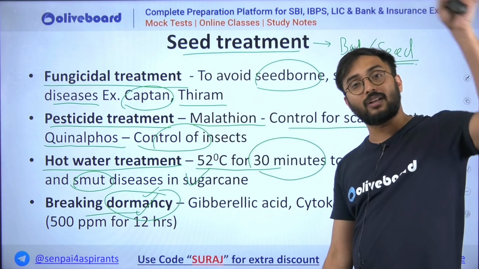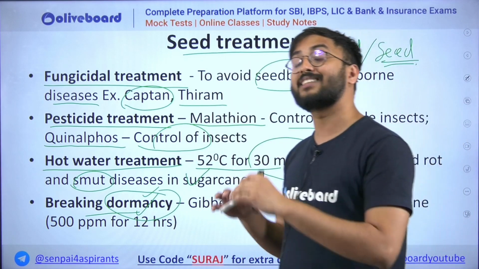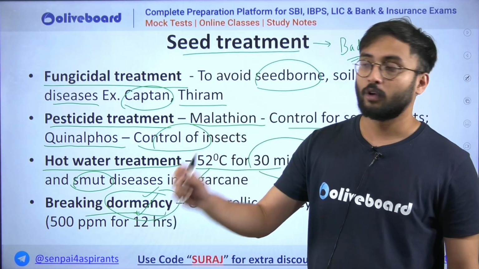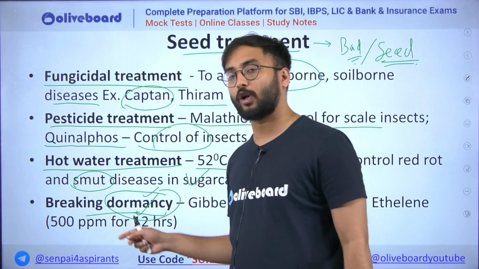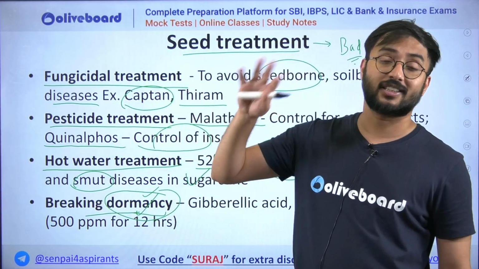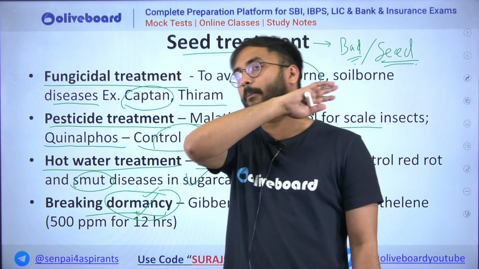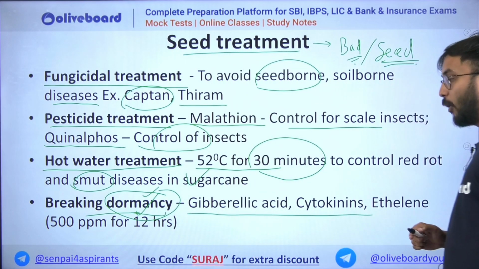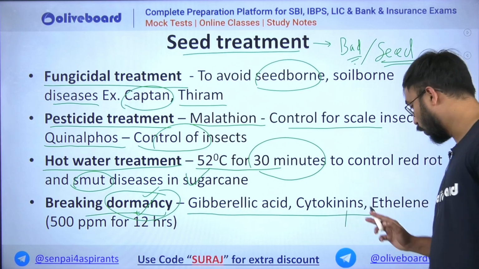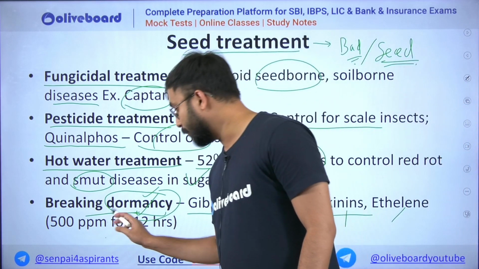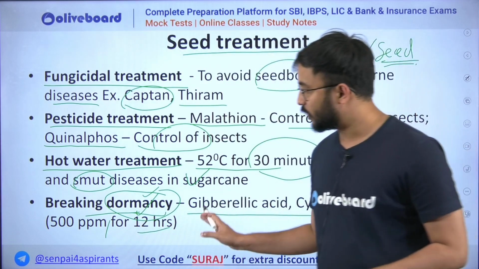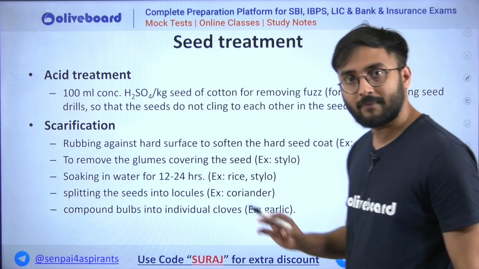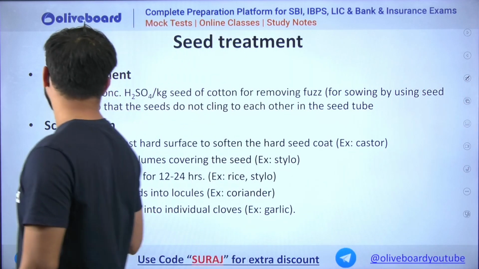Now, against all these factors, if you want to break the dormancy so that seeds will germinate, because dormancy reduces germination. For example, a seed that is going to germinate now may, because of dormancy, germinate after 6 months or even 1 year, or maybe it may not germinate. To break this dormancy, various compounds are used like gibberellic acid, cytokinins, and ethylene, at 500 ppm for 12 hours. So in this way, these are all the seed treatments which happen in your overall agricultural practices.